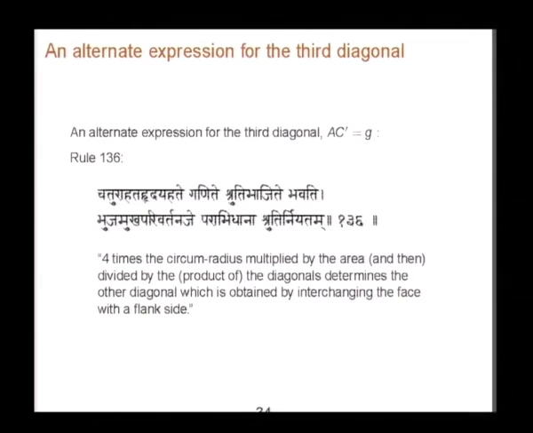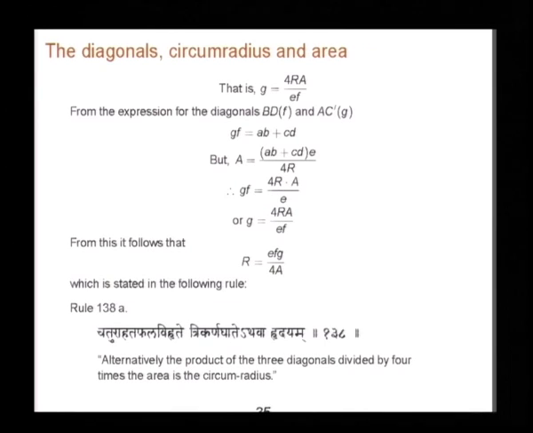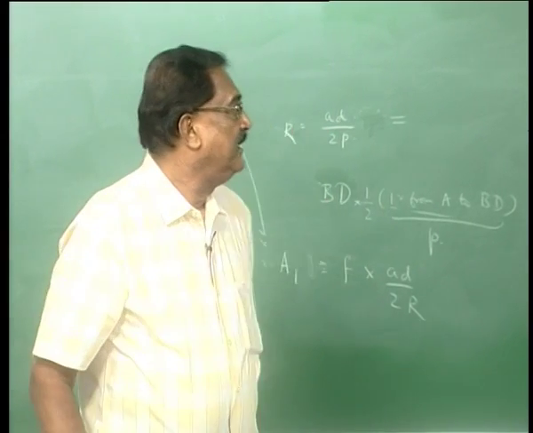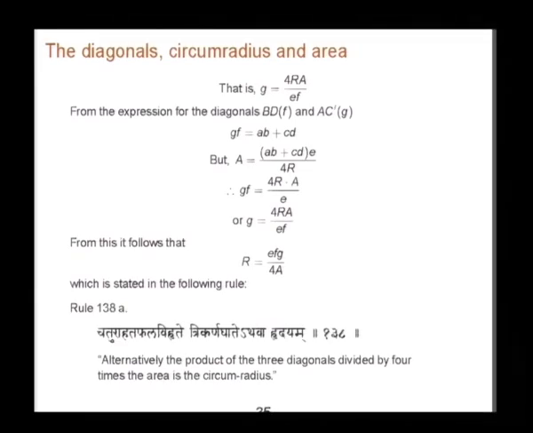So then alternate expression, yeah. See, for instance, he gives the result that the circumradius is equal to EFG by 4A. So this is where, so neatly, it comes that the radius is equal to the product of all the three diagonals divided by 4 times the area.